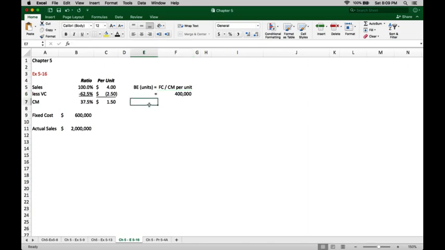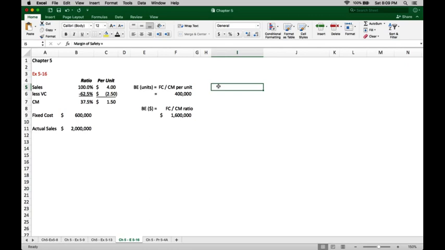The next thing I have to do is calculate the break-even point in dollars. I can take this 400,000 and multiply that by 4, or I can do fixed cost divided by contribution margin ratio, and that answer gives me $1.6 million. This is a break-even point in dollars.